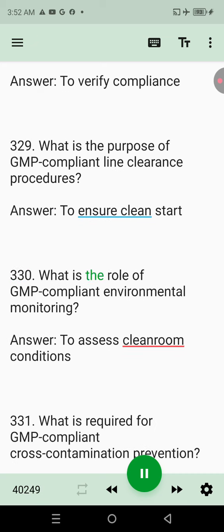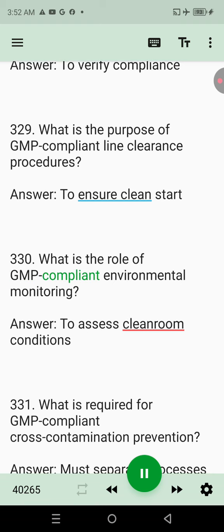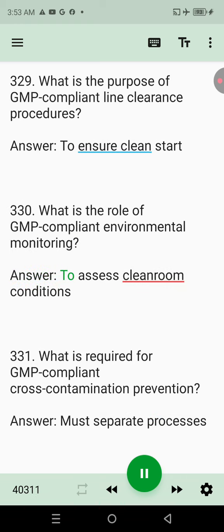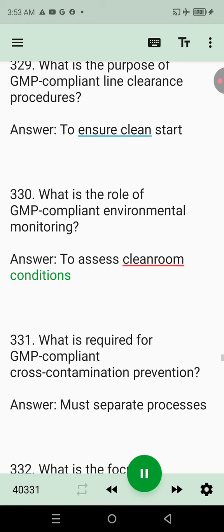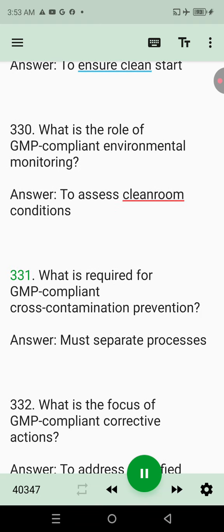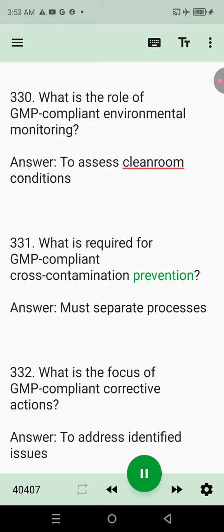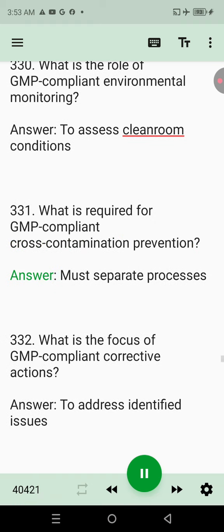330. What is the role of GMP-compliant environmental monitoring? Answer: to assess cleanroom conditions. 331. What is required for GMP-compliant cross-contamination prevention? Answer: must separate processes.